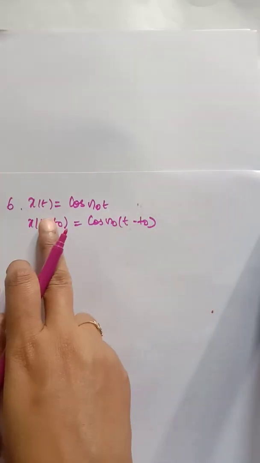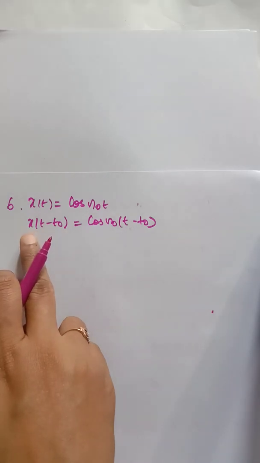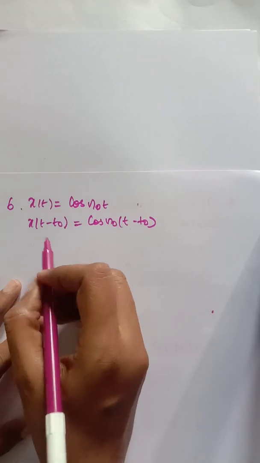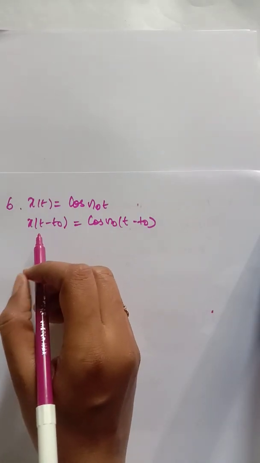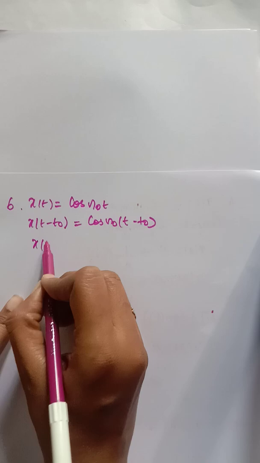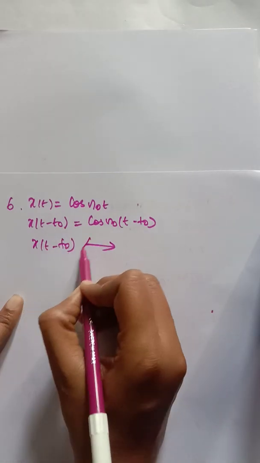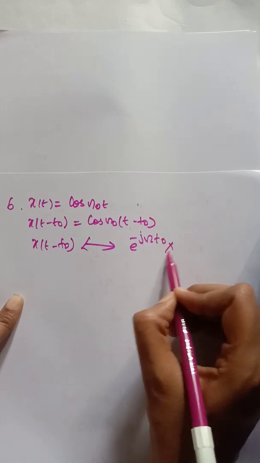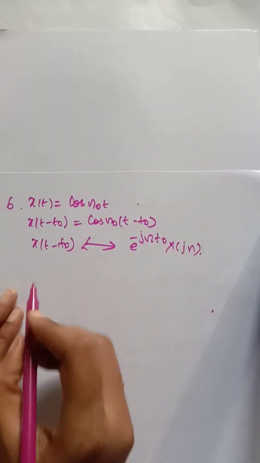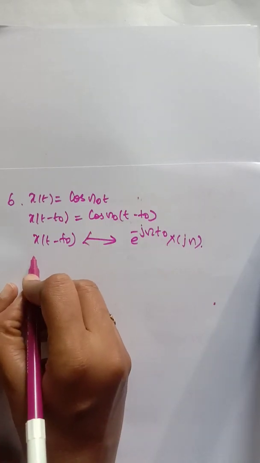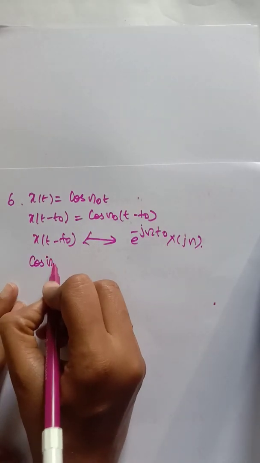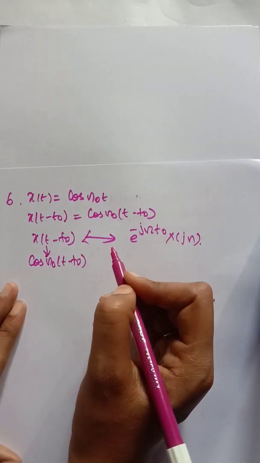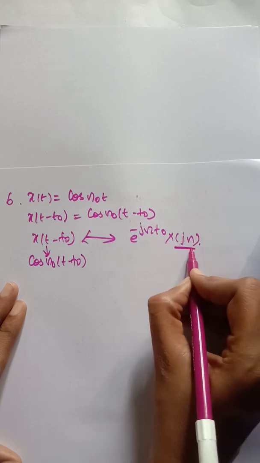Now see the next one, x of t is equal to cos ohm naught t, where x of t minus t naught is equal to cos ohm naught into t minus t naught. Now here, you know that this is a time shifting property. When you apply this property for x of t minus t naught, you will get e power minus j ohm t naught into x of j ohm. So first we need to find x of j ohm.